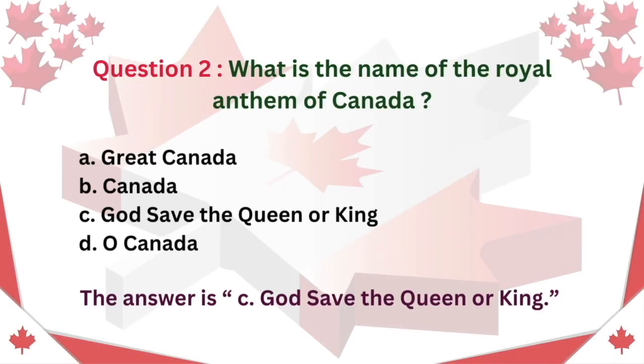Question 2. What is the name of the royal anthem of Canada? A. Great Canada. B. Canada. C. God Save the Queen or King. D. O Canada. The answer is C. God Save the Queen or King.